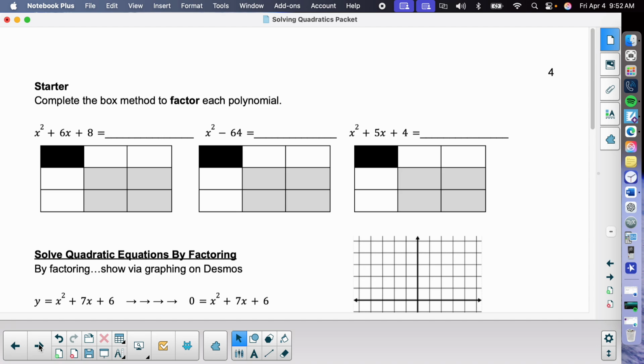So say this first one in the upper left. The way that you use the boxes is you're going to write the x squared in the upper left. You're gonna write the plain number in the lower right.